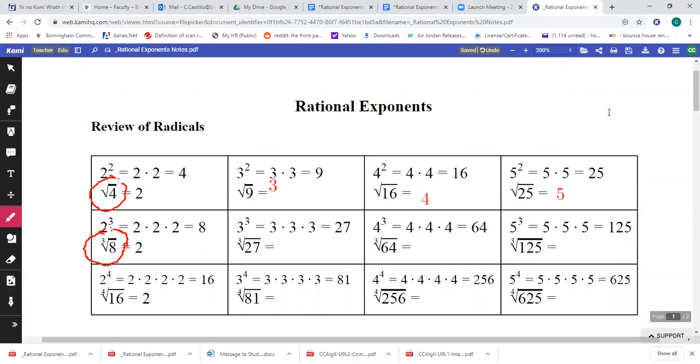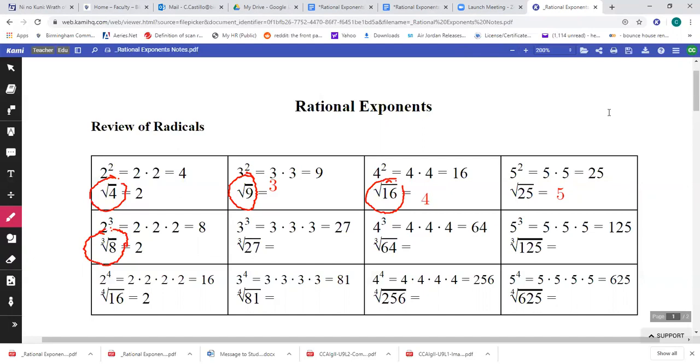The square root means, when you're taking the square root of 4, what number multiplied by itself 2 times is equal to 4. That's 2. If you look at the square root of 9, what number multiplied by itself twice is 9? Well, that's 3. Square root of 16, what number multiplied by itself twice is 16? That's 4. So we're going to take that same idea and apply it to the cube root.